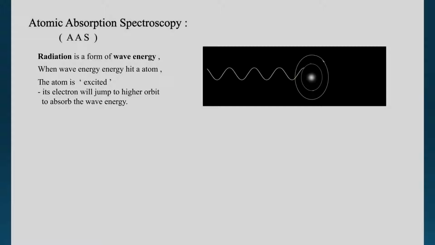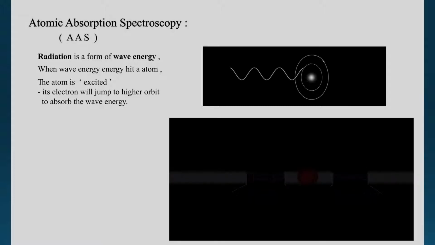And now the electron will use the energy to go onto the higher orbit. And how about the energy now? This energy is absorbed. So this is the theory behind AAS. Radiation is a form of wave energy. When wave energy hits an atom, the atom is excited. Its electron will jump to a higher orbit to absorb that wave energy.